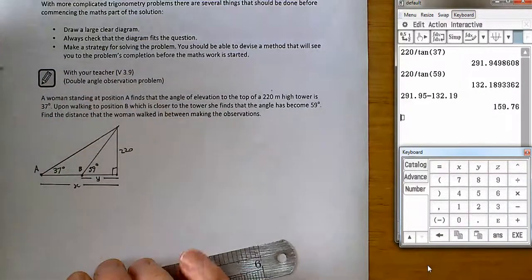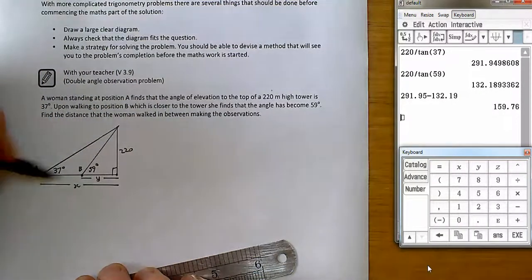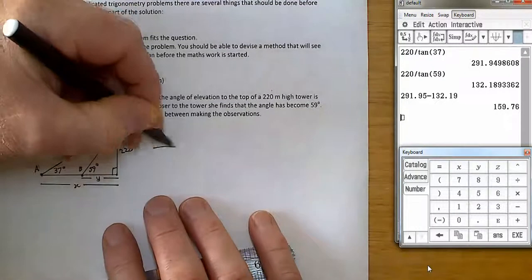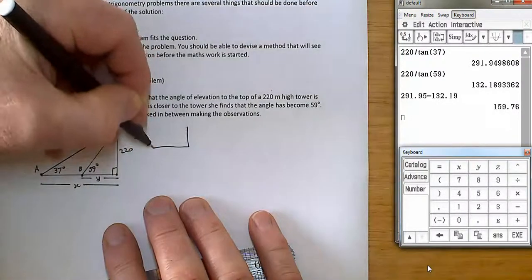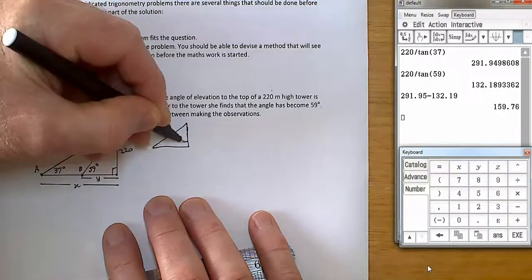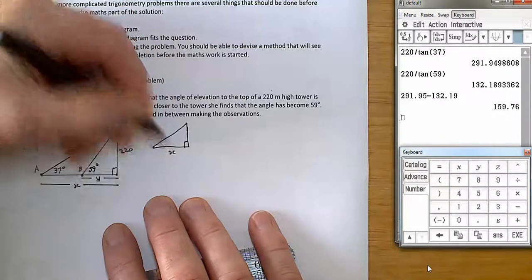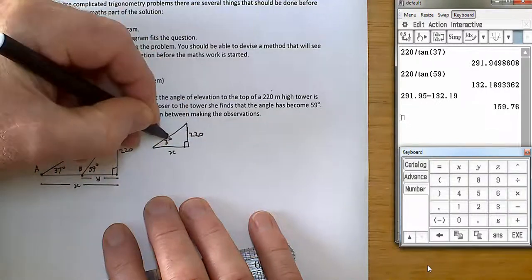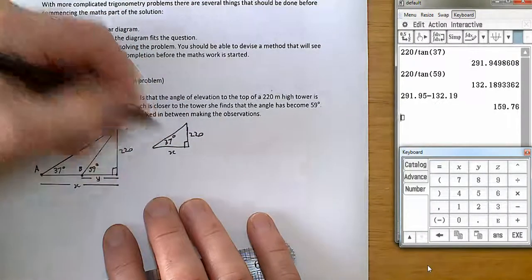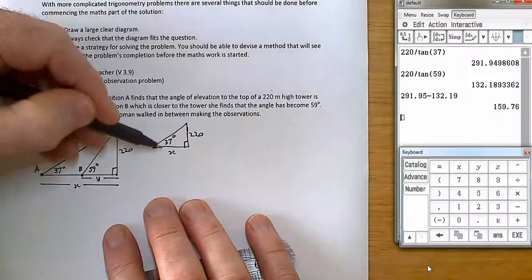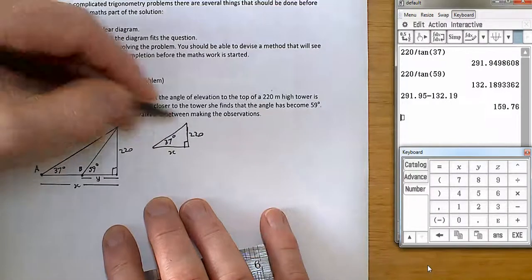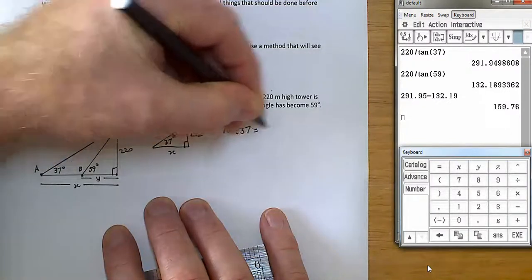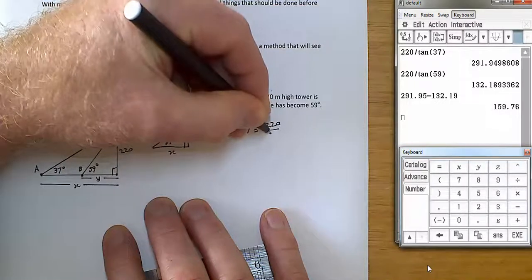Sometimes when you're doing a question like this, if we want to work out x, redraw that triangle without so much confusion. It'll make it easier if we just draw the bit that we're interested in to work out x. Using the 37 degrees, we can work out that. This question involves opposite and adjacent. It's a tan question. The tan of 37 equals 220 over x.